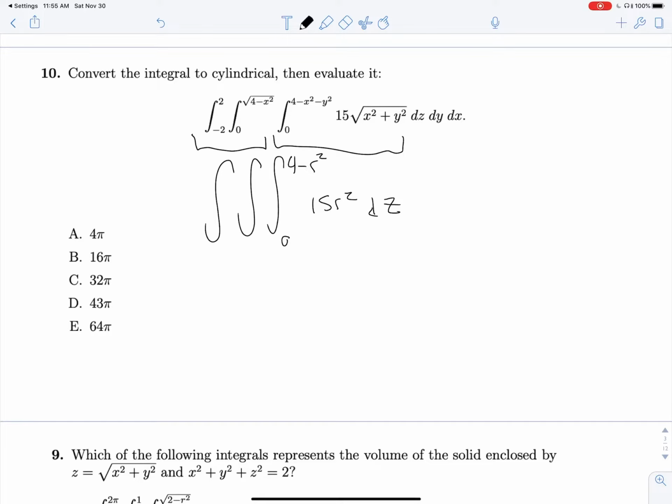And now moving out, we're going to graph this guy. We see that we're bounded on the bottom by y equals 0, and on the top by the semicircle of radius 2.